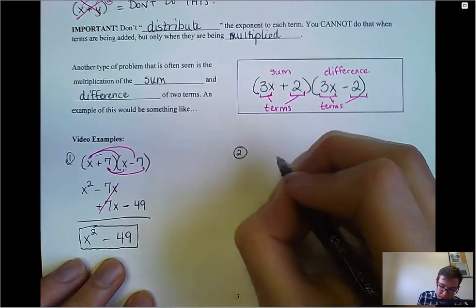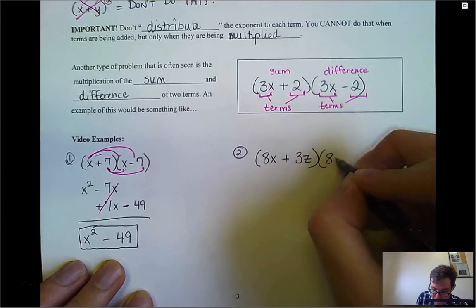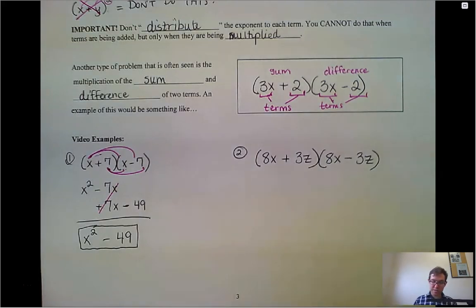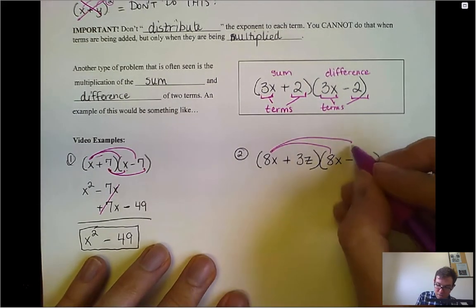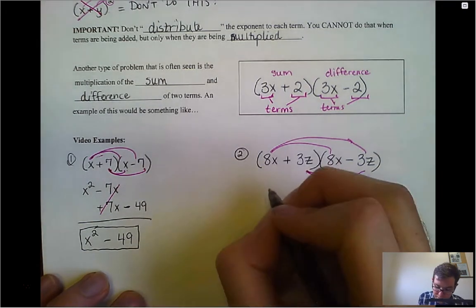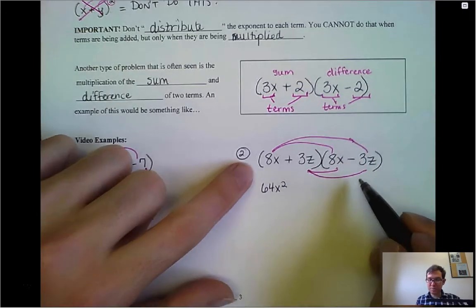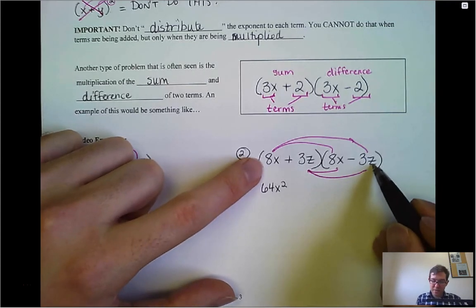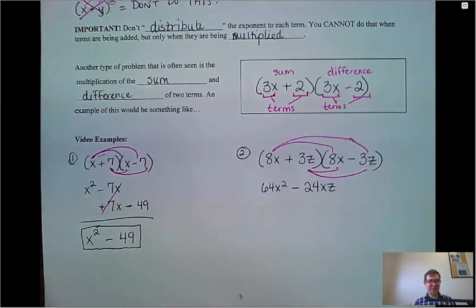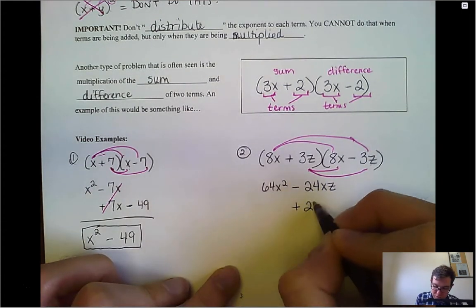Let's look at 8x plus 3z times 8x minus 3z. So we're going to use the same process, the FOIL. First, outer, inner, and last. So I have 8x times 8x, that is 64x squared. If I multiply 8x times negative 3z, that's going to give me negative 24xz, right? So we're just multiplying the x and the z together. If I multiply the inner terms, that's going to give me a positive 24xz.